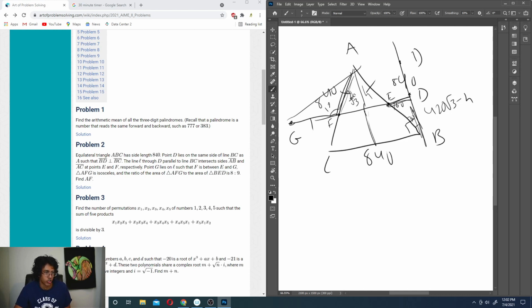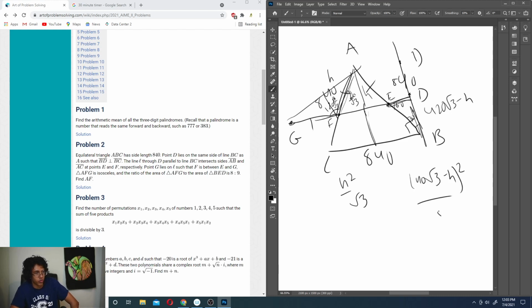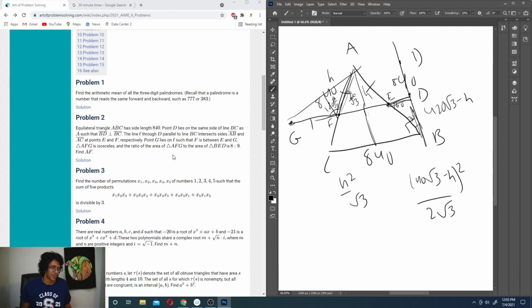Oh, and this is also a 120-degree angle, so this is going to be divided by 2 times root 3 is H. And then this is going to be H over root 3. So the area of this is just H squared over root 3. So the area of AFG is H squared over root 3, and then the area of this is going to be 420 root 3 minus H over root 3, and then you just multiply that. So it's going to be 420 root 3 minus H squared over root 3 over 2, so over 2 root 3. And the ratio between these two things is 8 to 9, so I'm assuming we're going to get an epic quadratic. Let's go, I love quadratics.